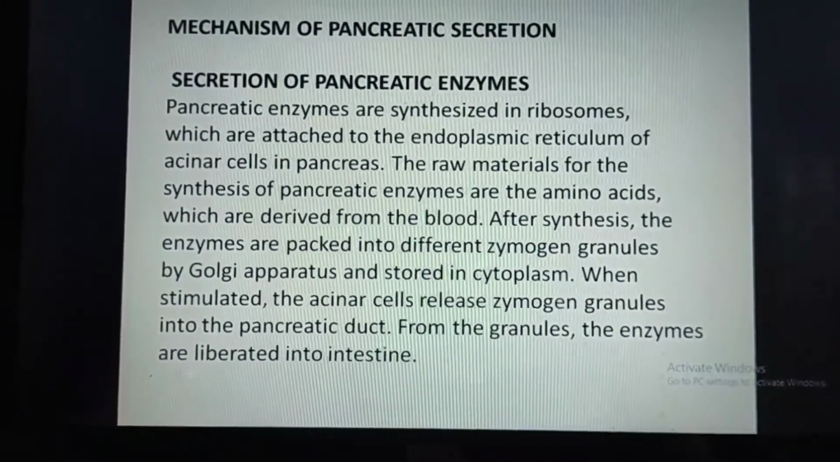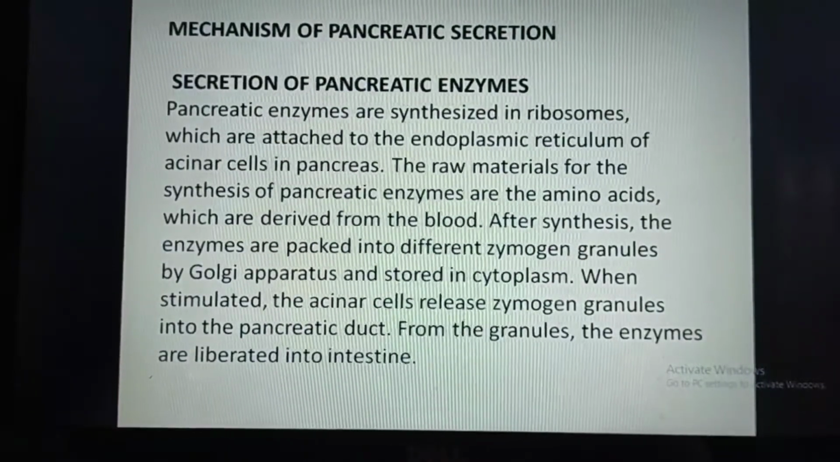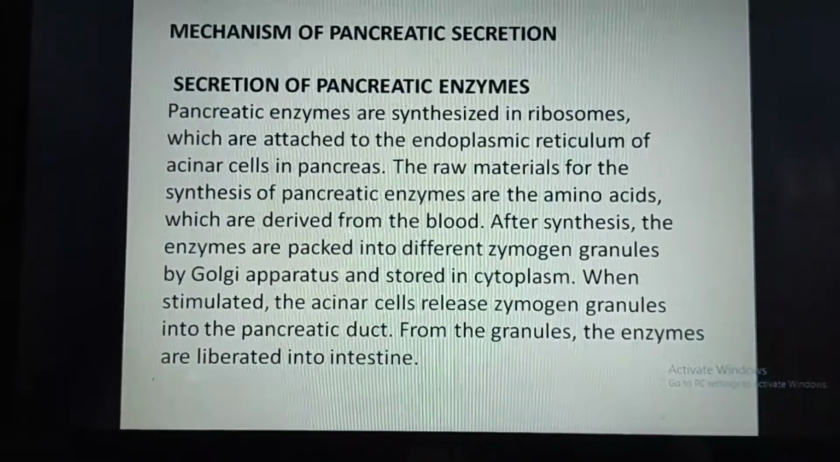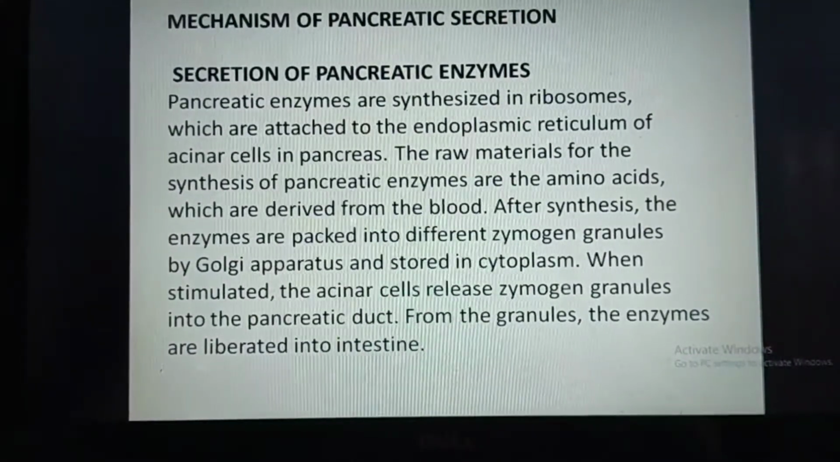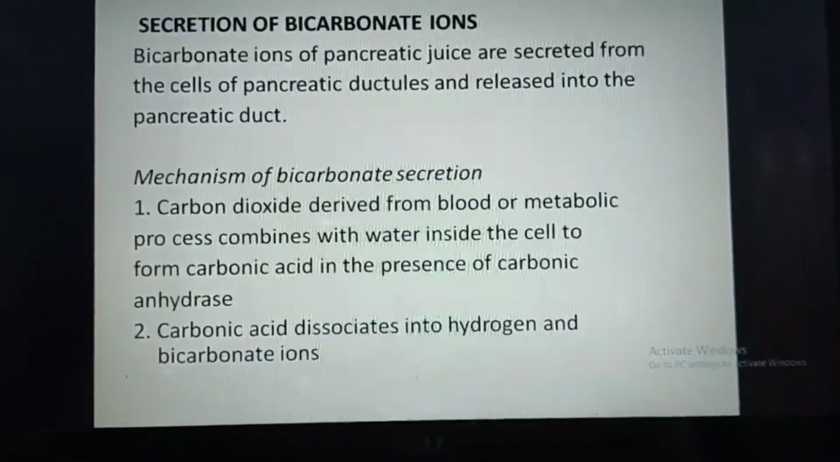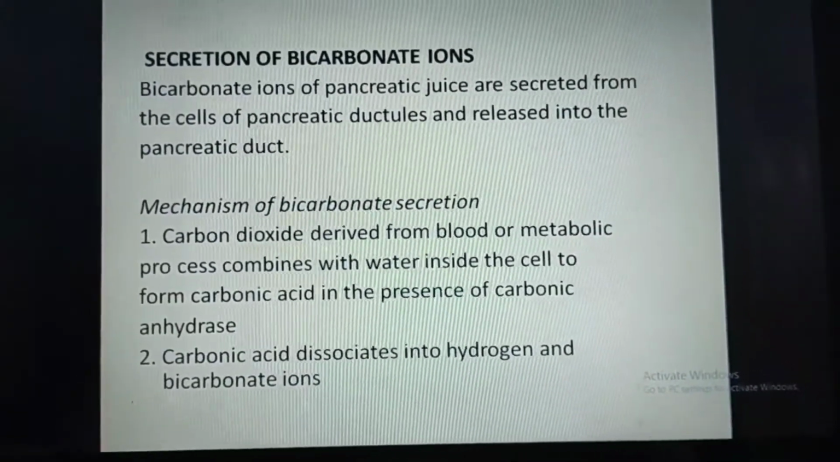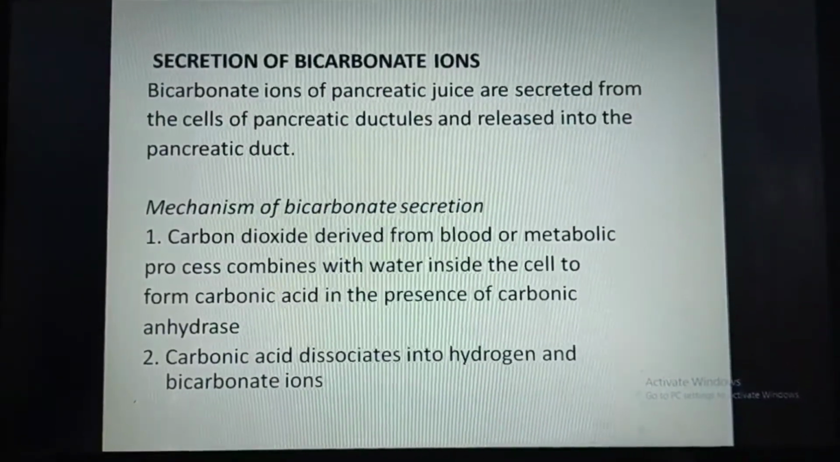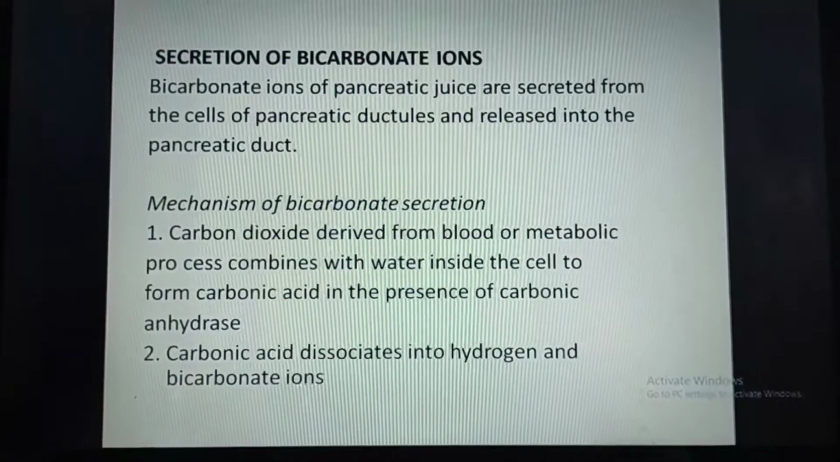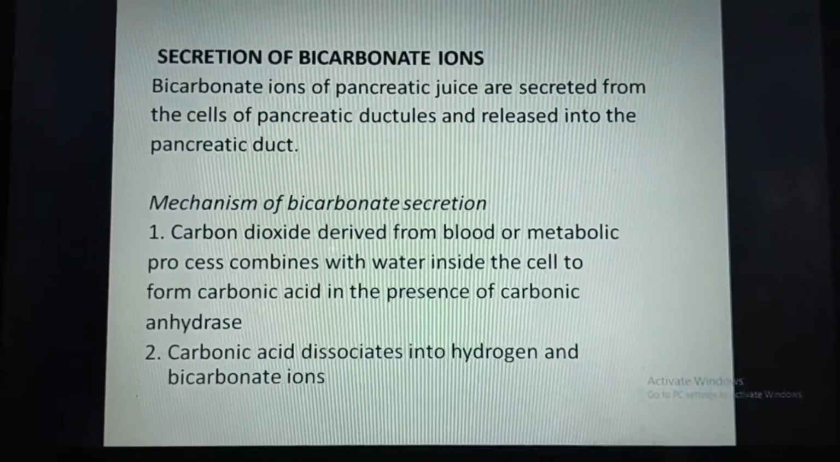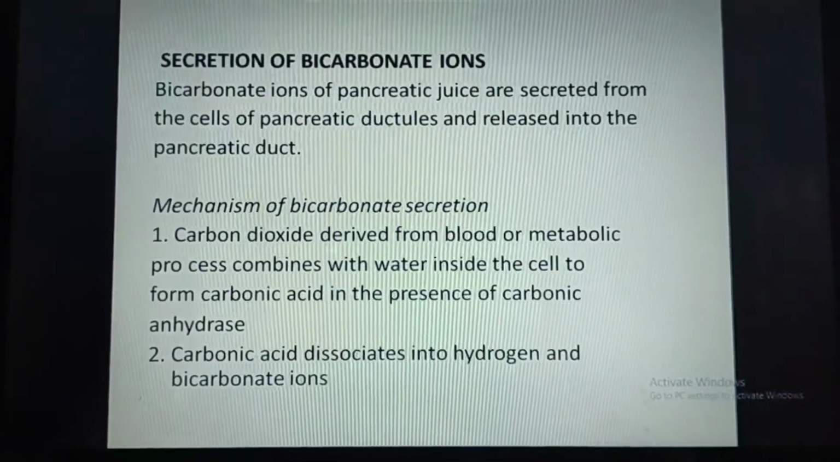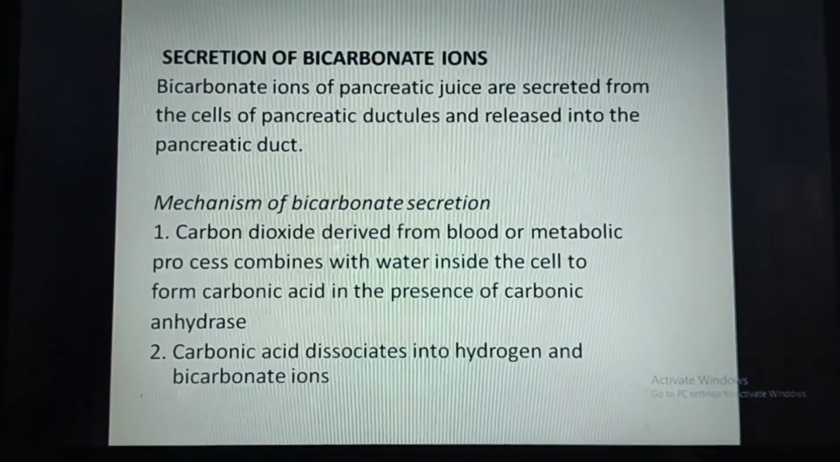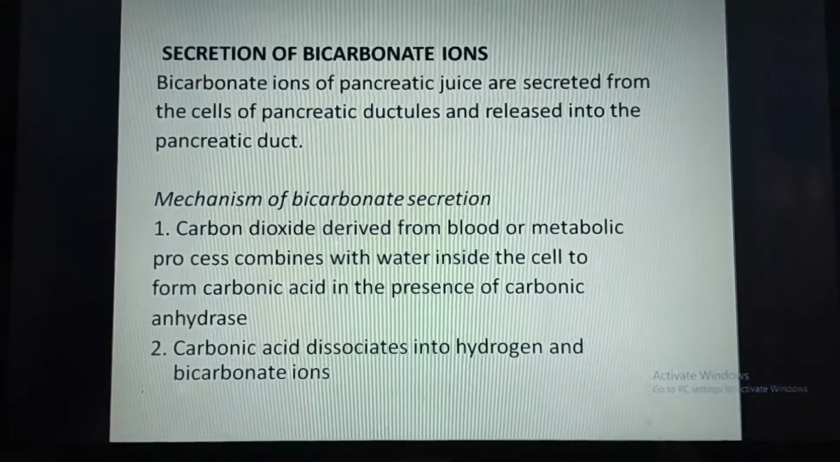When stimulated, the acinar cells release zymogen granules into the pancreatic duct. From the granules, the enzymes are liberated into intestine. Secretion of bicarbonate ions. Bicarbonate ions of pancreatic juice are secreted from the cells of pancreatic ductules and released into the pancreatic duct. Mechanism of bicarbonate secretion.